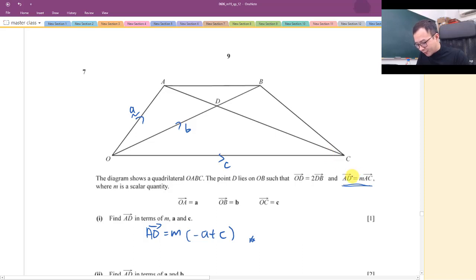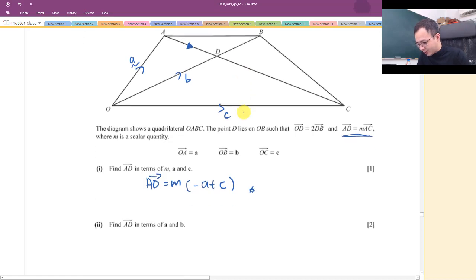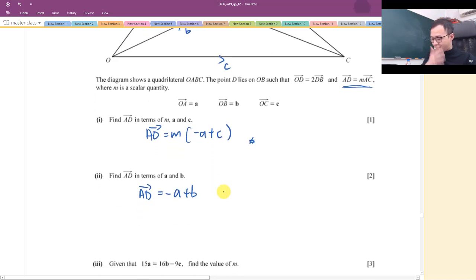Sorry, another way to find my AD. So basically you can see AD is negative A plus B, right? So AD is negative A plus B. And I guess the first one I did wrong already, because they asked about AC, right? AC, yeah, correct. I mean negative A plus C. Alright, so it should be okay.